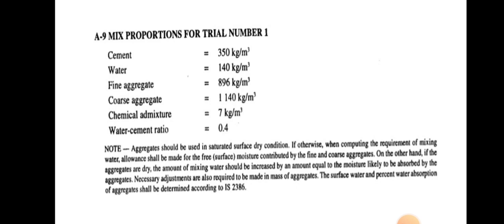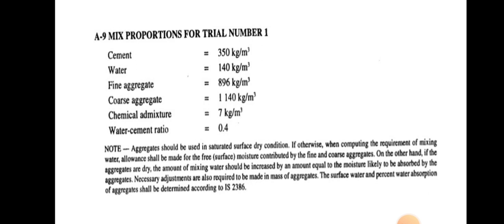Mix proportion for trial number 1. Cement 350 kg per cubic meter, water 140 kg per cubic meter, fine aggregate 896 kg per cubic meter, coarse aggregate 1140 kg per cubic meter, chemical admixture 7 kg per cubic meter, and water cement ratio is equal to 0.4. Aggregate should be used in saturated surface dry condition.